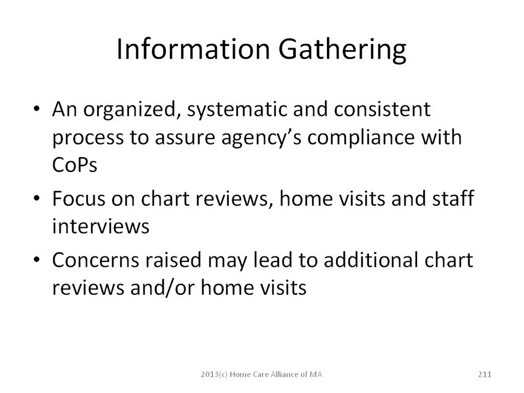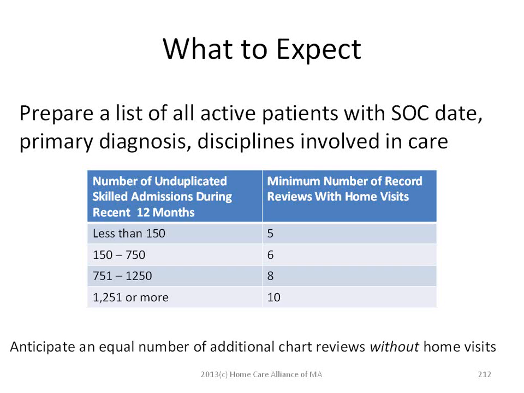Now, in terms of numbers, and all of this information is in that guidance in the State Operations Manual, if your agency has an average daily census of less than 150 patients, you can anticipate 5 chart reviews with 5 home visits. Larger agencies, you can see what the anticipated number is. For example, greater than 1,250 patients, you could anticipate 10 chart reviews with 10 visits. But in addition to these, you should anticipate an equal number of other chart reviews without home visits.